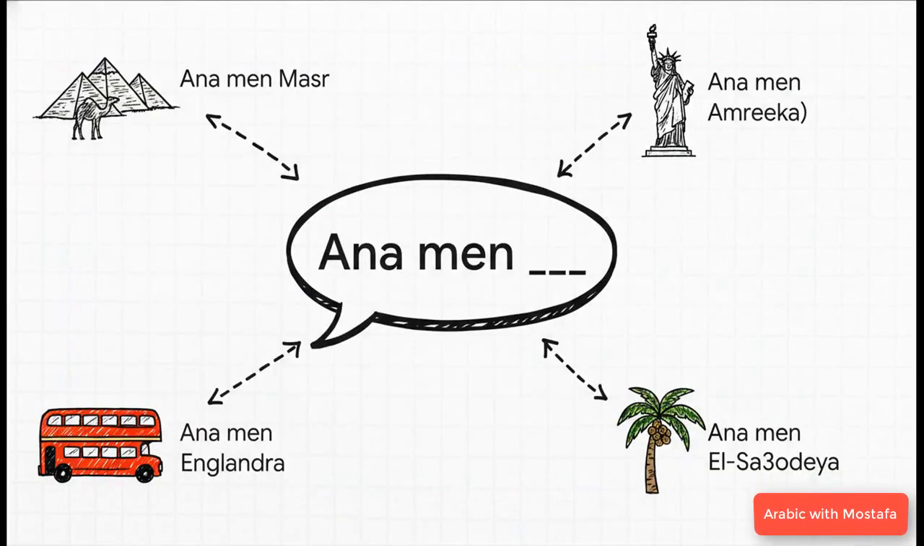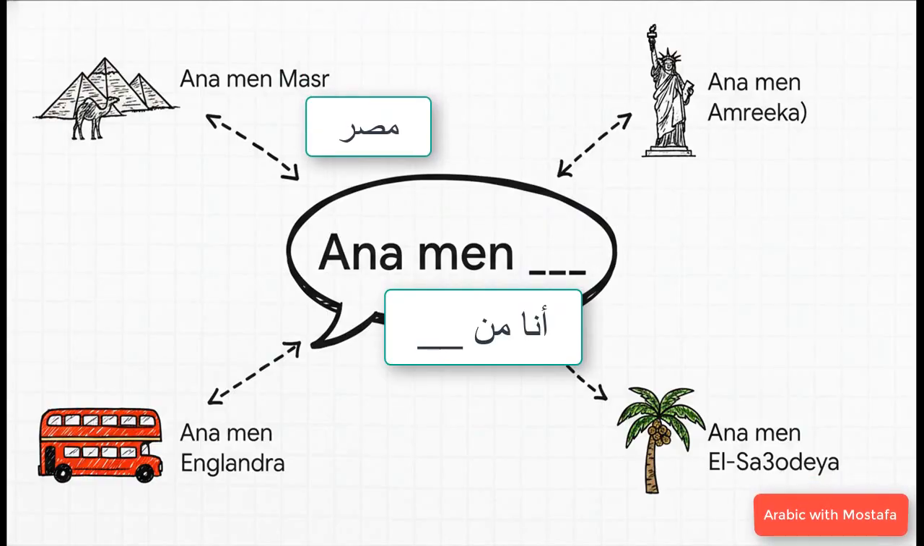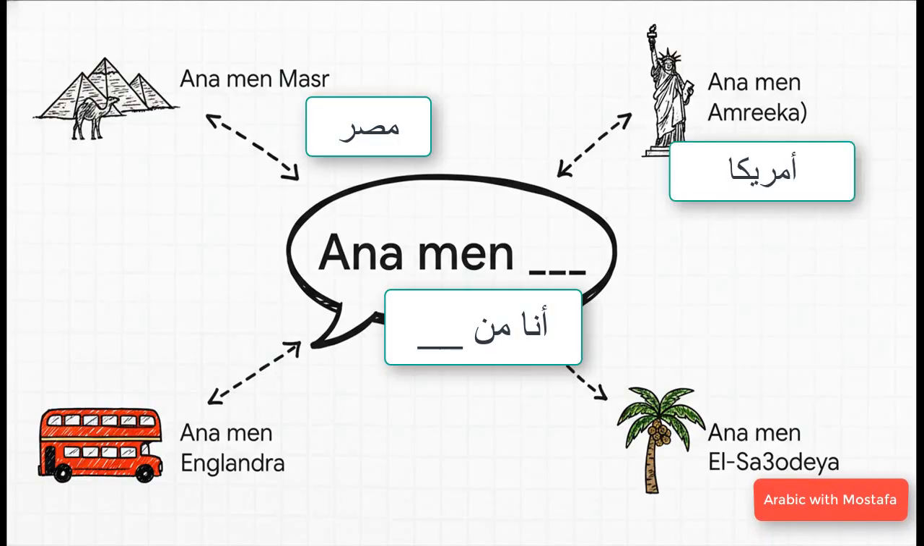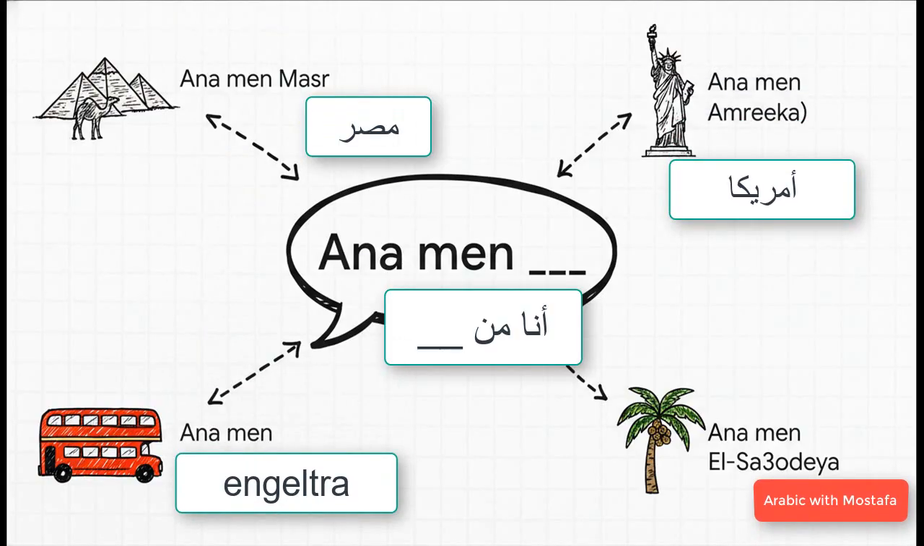Answering this is super easy. You just start with ana min, which means I am from, and then tack on your country. So for example, ana min Masr, I am from Egypt. Or ana min America, I am from America. Maybe ana min Inglatra for England. Or ana min el Saudia for Saudi Arabia. See, it's a really simple plug-and-play formula.